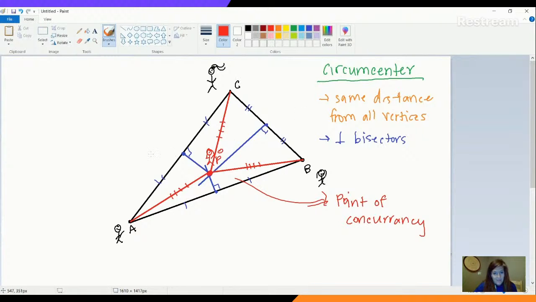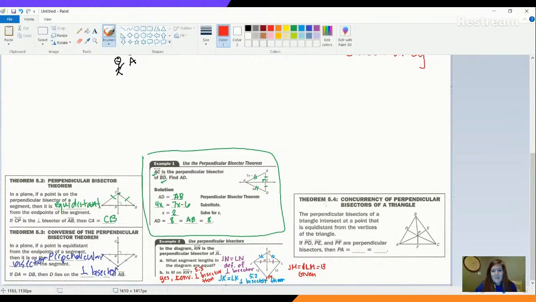So we have a theorem for that, right? Of course. That theorem is called the concurrency of perpendicular bisectors of a triangle. This says that the perpendicular bisectors of a triangle intersect at a point that is equidistant from the vertices of the triangle. So if PD, PE, and PF are perpendicular bisectors, the green ones are the perpendicular bisectors, they all meet at a point of concurrency, which is point P right there.